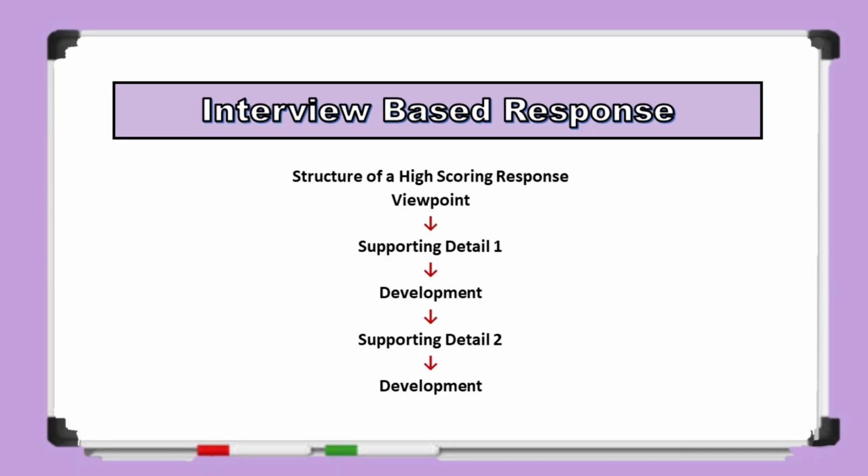A high-scoring response follows a simple structure. First, give your viewpoint. Then provide your first supporting detail, followed by its development. After that, include your second supporting detail and develop it as well. Following this pattern keeps your writing organized and helps you include everything the examiner is looking for.